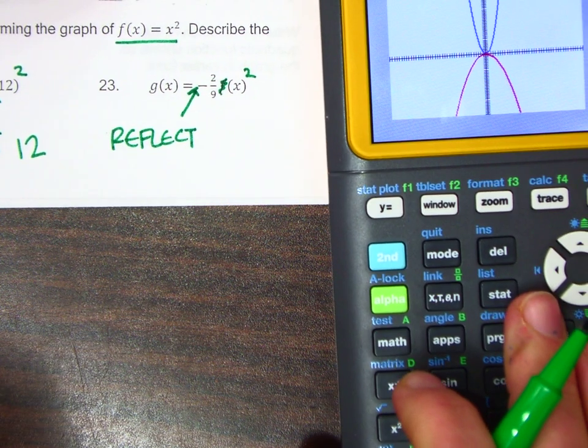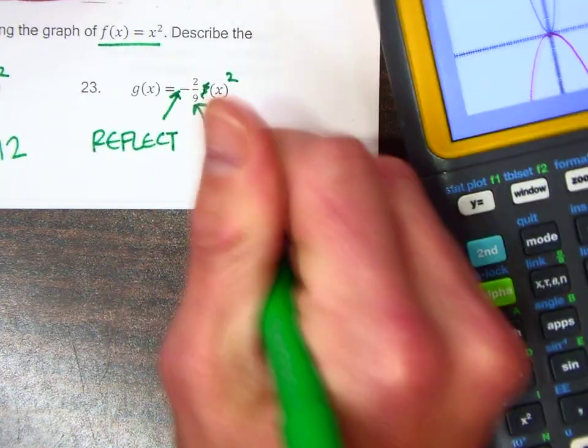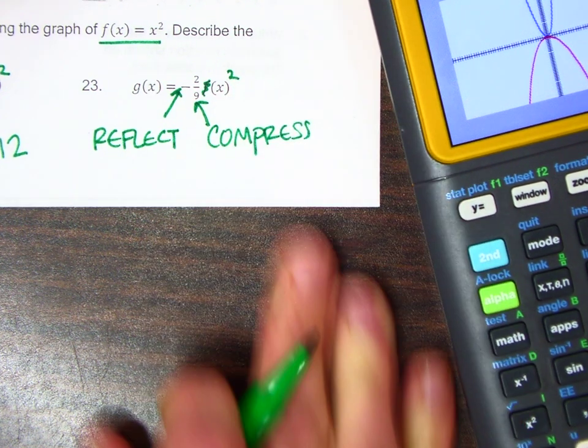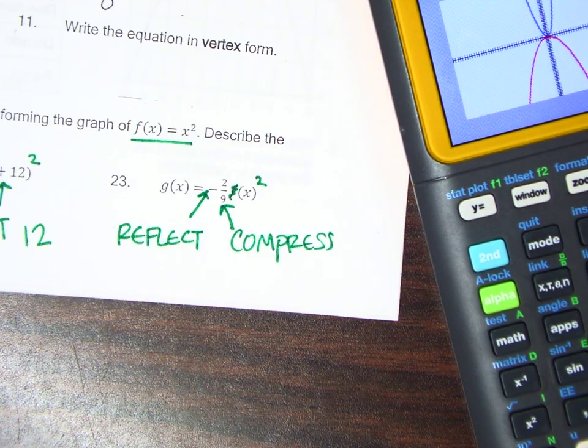And it's looking a little bit fatter, so it is getting compressed. So that's what the 2/9 is going to do, is it's going to compress your graph. Pause your video. Try the next 3 yourself.